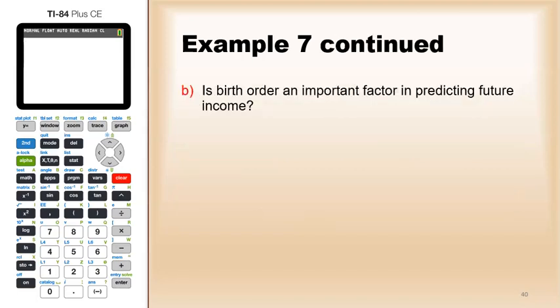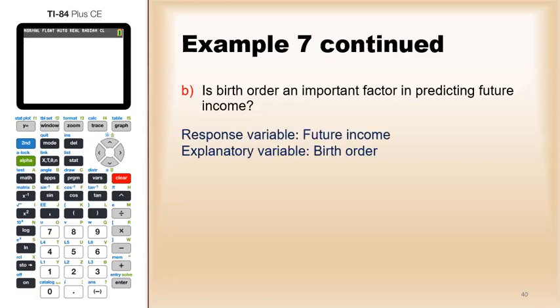Is birth order an important factor in predicting future income? So we're trying to predict future income, so that's the response. The birth order is going to be the explanatory variable. Okay. So response variable is future income, explanatory variable is birth order.